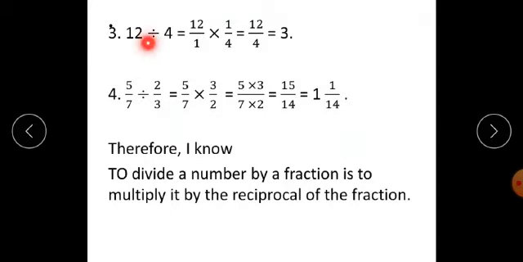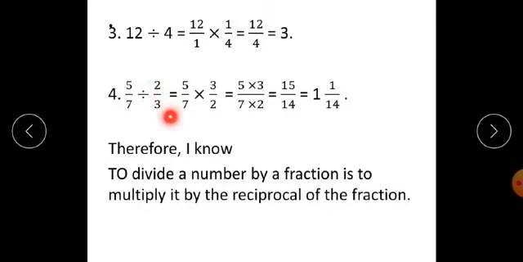Next example, 12 divided by 4. How will you write it in the form of fraction? 12 divided by 4 is equal to 12 upon 1 into 1 upon 4. 12 into 1 gives you 12, 1 into 4 gives you 4. And 12 is completely divisible by 4: 4 ones are 4, 4 threes are 12. Therefore we get the answer as 3.